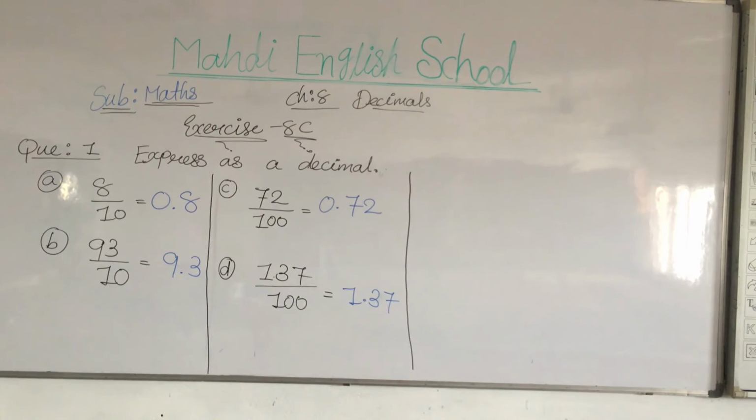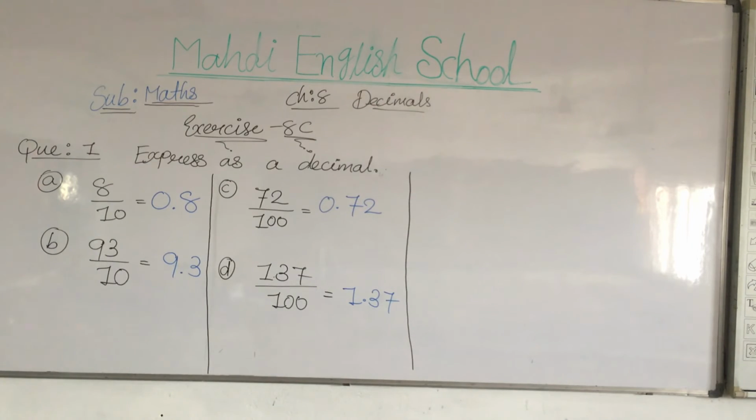Means here we express the fraction in the form of a decimal. 8 upon 10 is equal to 0.8. Then B, 93 upon 10 is equal to 9.3. And then, my dear students, B is done. 93 upon 10 is equal to 9.3. And then C, question number 72 upon 100.